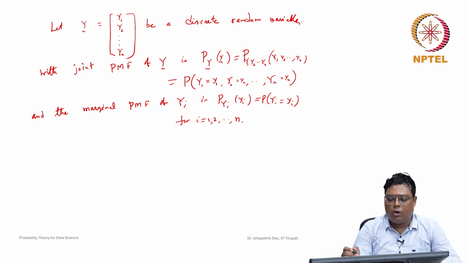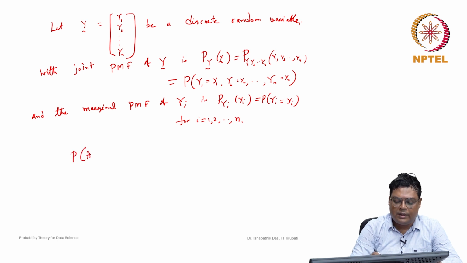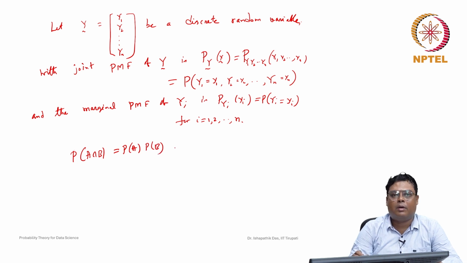Then when will we say that y1, y2, yn are independent random variables? You can remember how the independence concept was discussed. For two events we say they are independent if probability of A intersection B is the probability of A times the probability of B. For random variables the concept is different. Independence is defined with respect to the probability mass function if it is discrete, and with respect to the probability density function if continuous; or cumulative distribution function also, we can have definitions for independence.